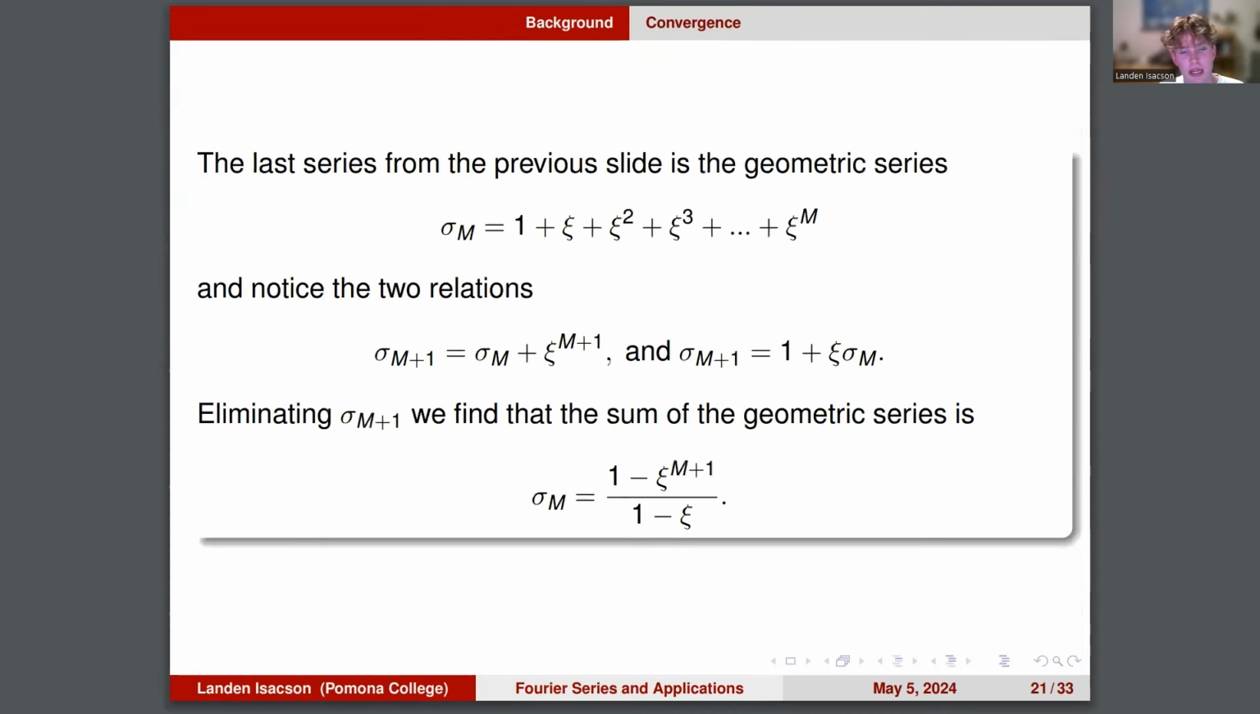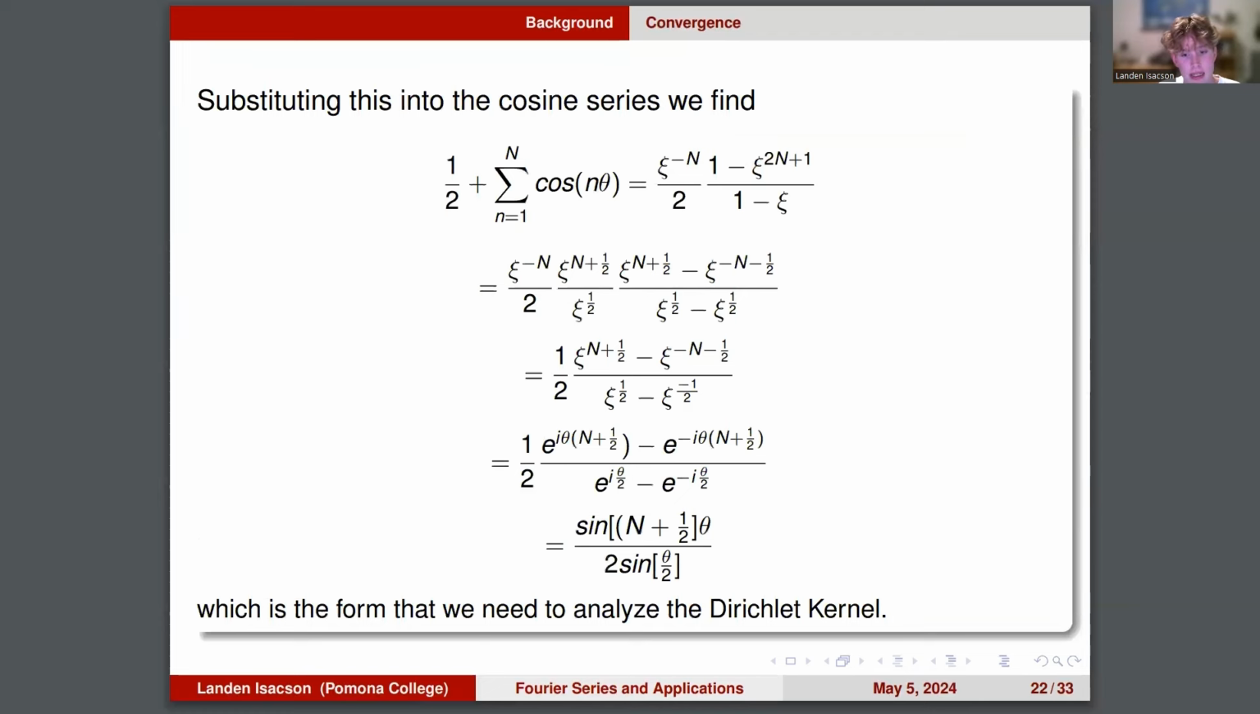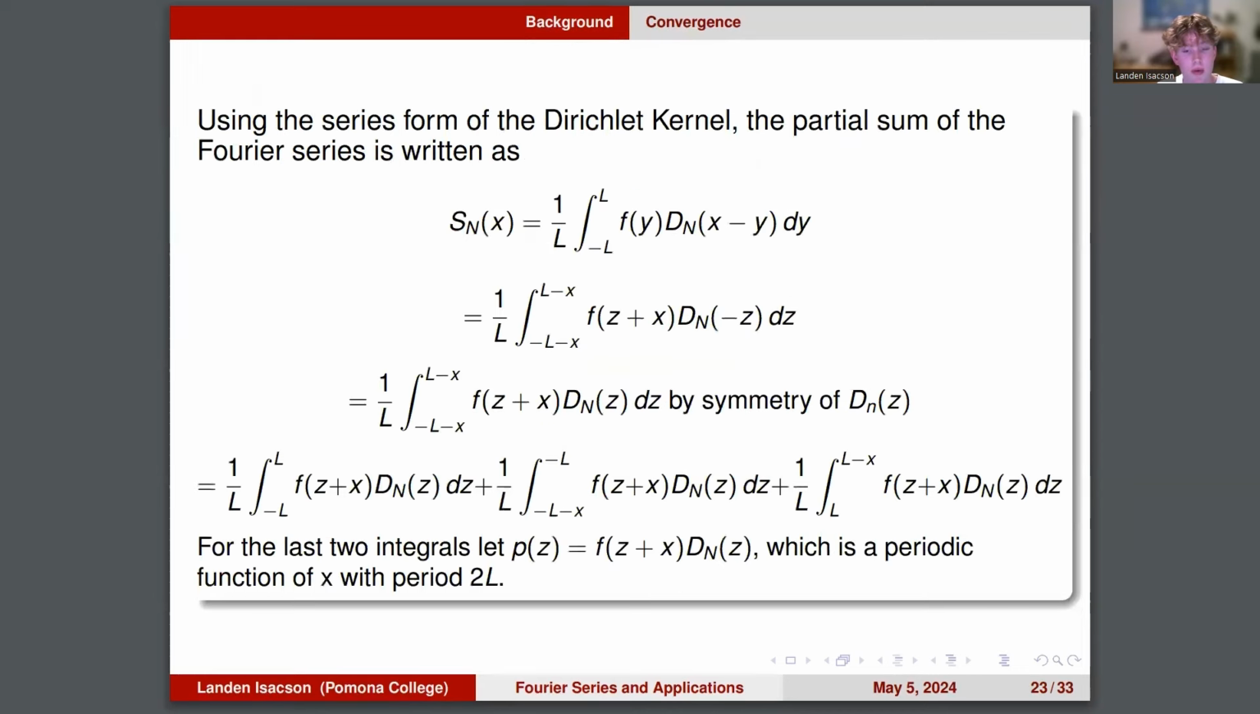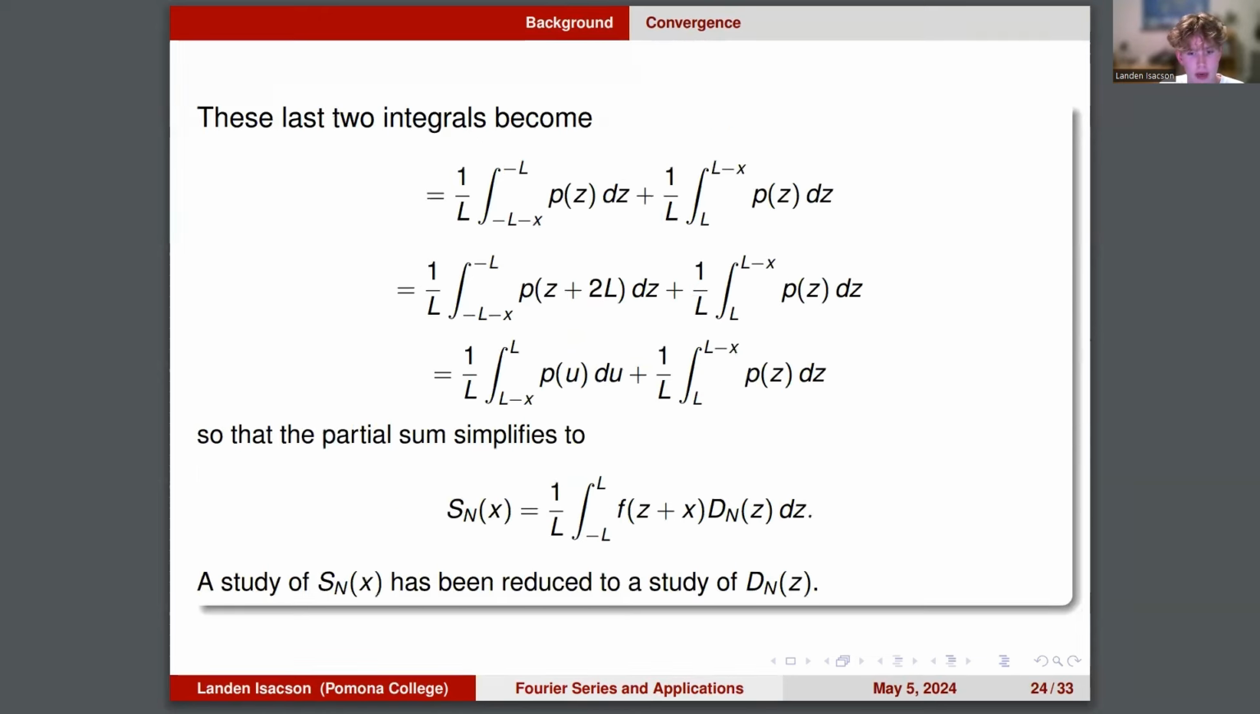By manipulating these series, we can derive a form that resembles a geometric series and then find the sum. We can then substitute this into the cosine series and then simplify its form. So using what we've just derived, we can write the Fourier series in its Dirichlet kernel form. And for the last two integrals, p of z equals f of z plus x times the Dirichlet kernel, which is a periodic function of x with period 2L. And we can see that it then simplifies greatly. And so now it's really just a study of the Dirichlet kernel instead of that partial series.